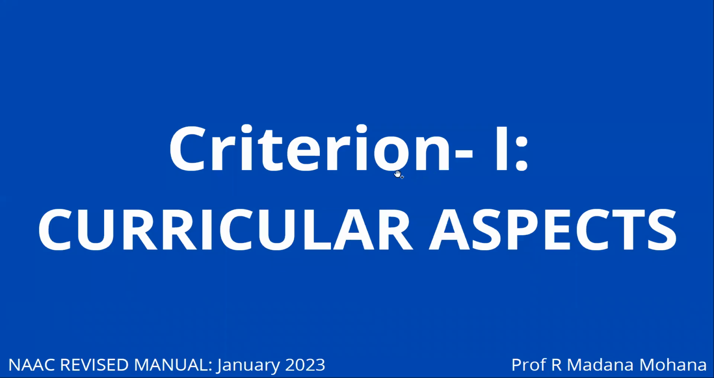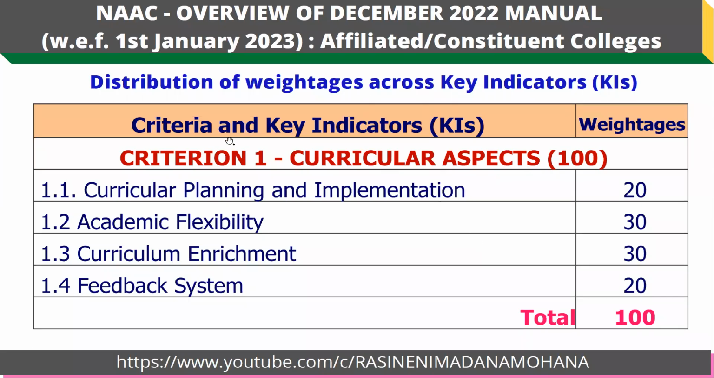This is the Criterion 1 title, Curricular Aspects. Criterion 1 consists of 4 key indicators. This was covered in our previous video. Again, you can see 1.1 Curricular Planning and Implementation, 20 weightage; 1.2 Academic Flexibility, 30 weightage; 1.3 Curriculum Enrichment, 30 weightage; 1.4 Feedback System, 20 weightage. Total weightage is 100.